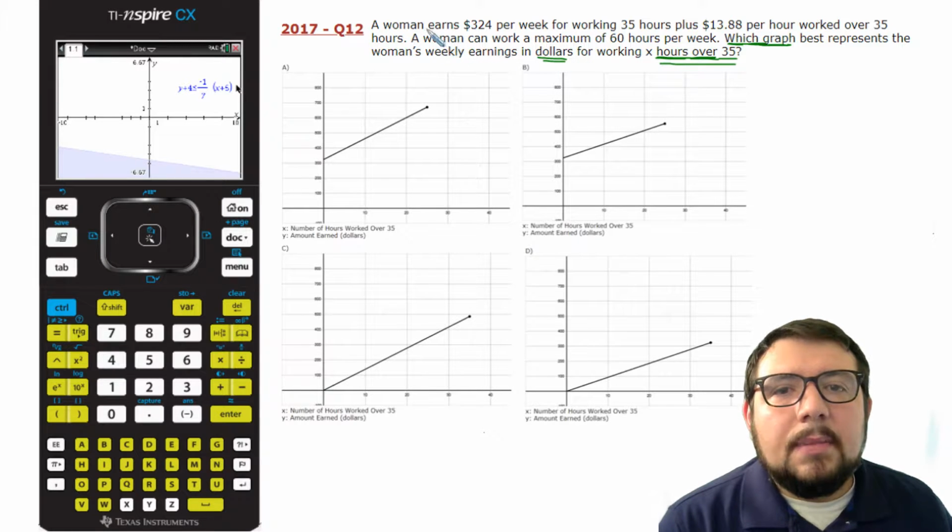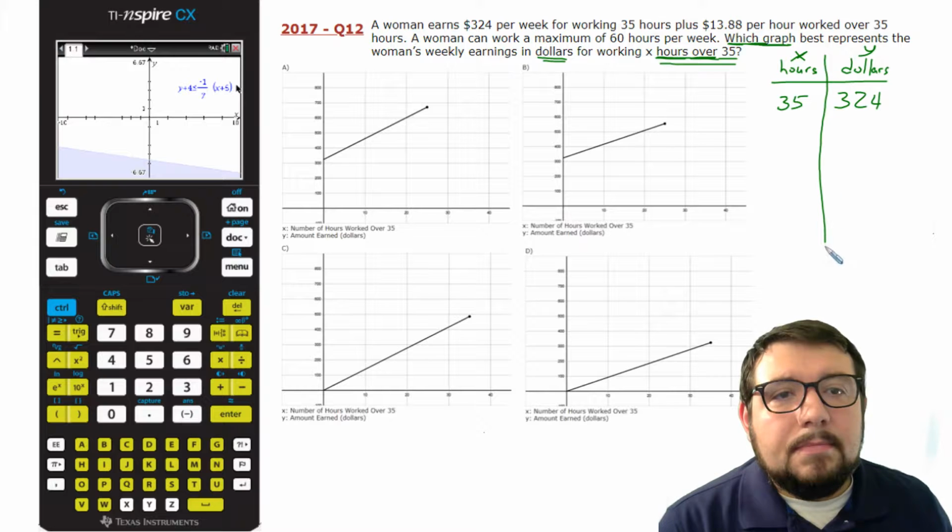So take a look at what I'm talking about here. It says she earns $324 per week for working 35 hours. So if she works 35 hours, she earns $324. Here I'll put my hours, and here I'll put my dollars. Now look, this says X hours, so X must be hours, which means that Y must be dollars. And I can see that even here in my answer choices. X is the number of hours, Y is the amount earned. So let's separate them.